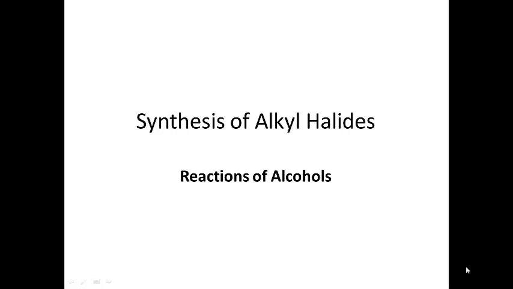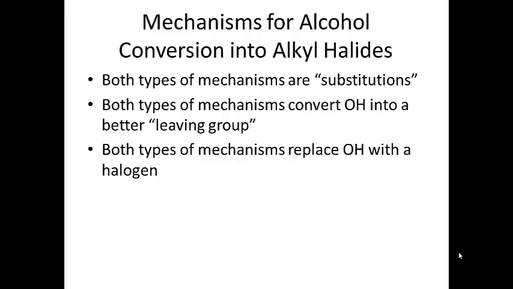So in this video we're going to talk about ways to make alkyl halides from alcohols, and we've been discussing this in class. We talked about these mechanisms, one type where there's a carbocation intermediate and the other type where there is not a carbocation intermediate, and we talked about converting alcohols into alkyl halides being substitution reactions where the OH gets substituted for a halogen.